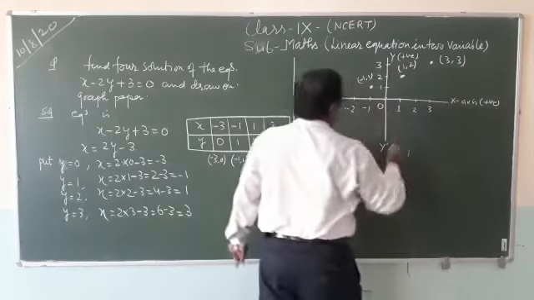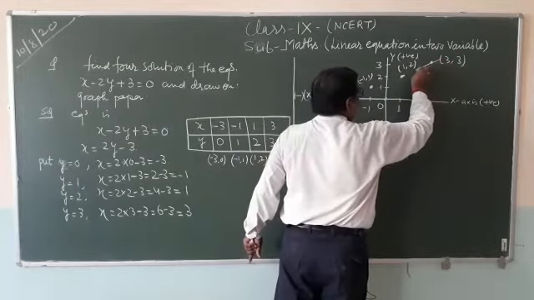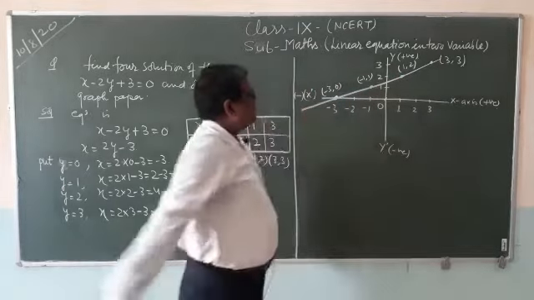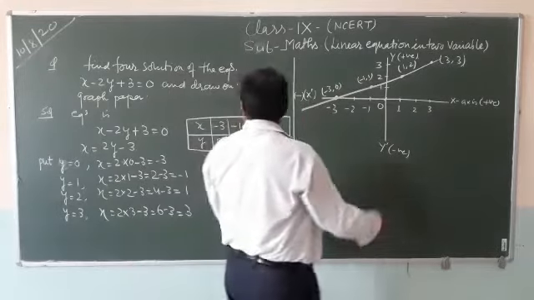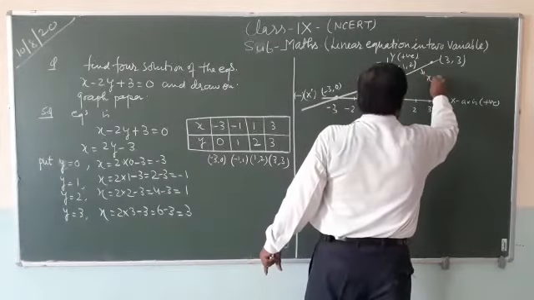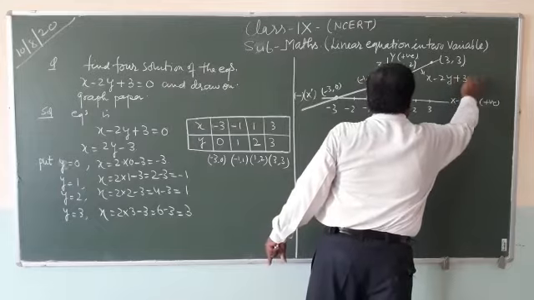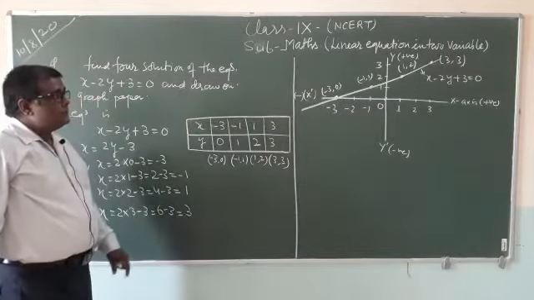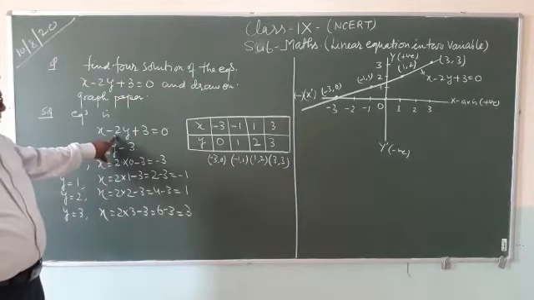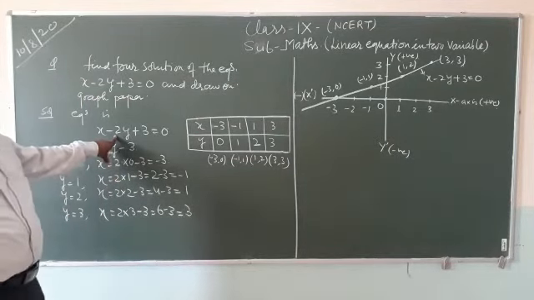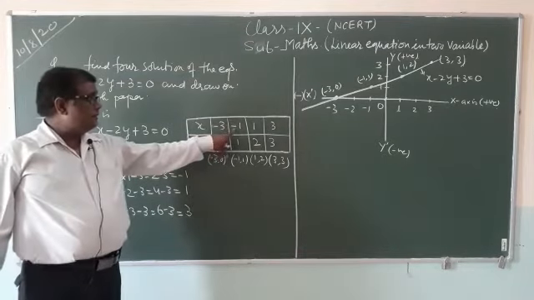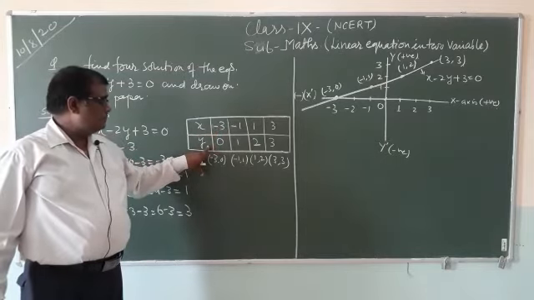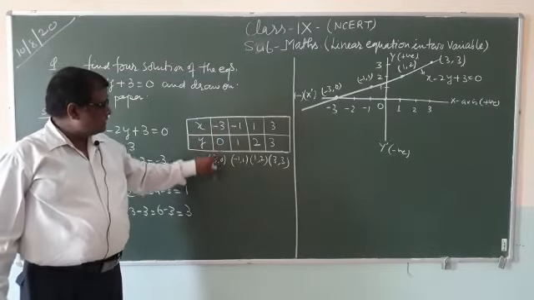Now take your scale and join these points. This line is the graph of the equation x minus 2y plus 3 is equal to 0, and we have found 4 solutions, that is, the value of x and the corresponding value of y. These are the 4 solutions.